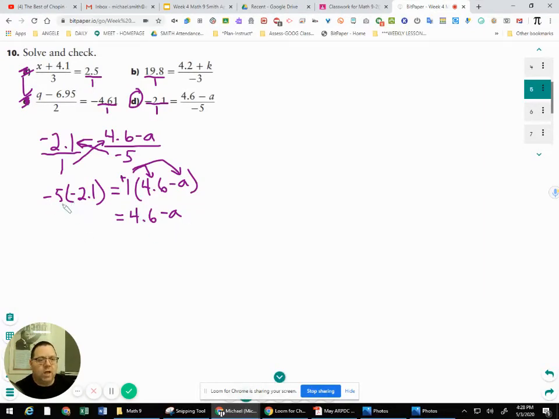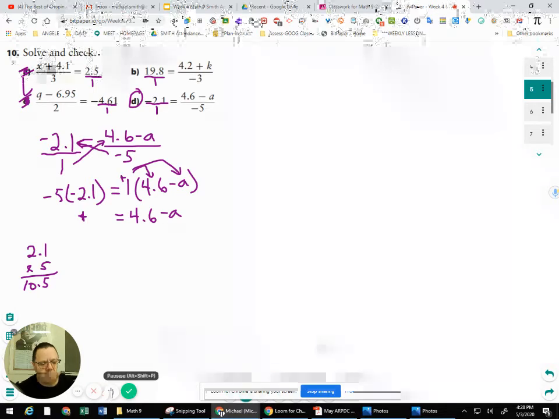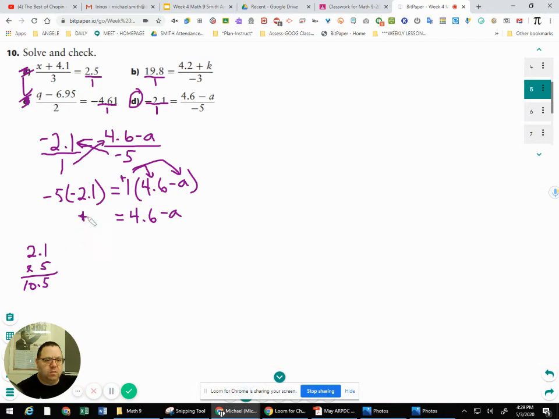Over here, negative times a negative is a positive. And of course 2.1 times 5 should equal 10.5, but let's check it. 5 times 1 is 5, 5 times 2 is 10. We got 1 decimal place. So it's positive 10.5. Okay, I'm just going to rewrite that.